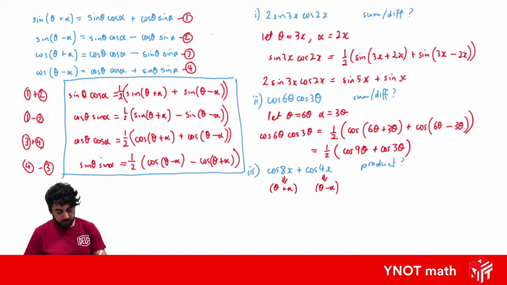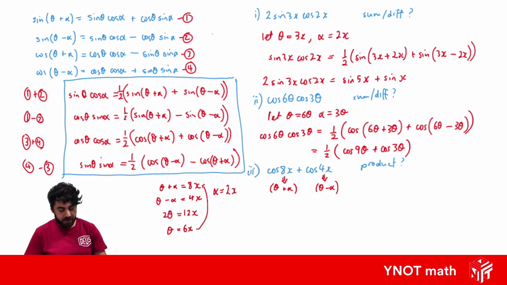So if we just do a bit of work here, if we know that theta plus alpha equals 8x and theta minus alpha equals 4x, we can just solve these equations simultaneously to get our theta and alpha. So let's add them together and we'll get 2 theta equals 12x. So theta must equal 6x. And subbing that into any one of the equations, let's say subbing it into the first one here and solving for alpha, you can just minus 6x from both sides and we'll get alpha equals 2x. So now we know what our theta and our alpha should be. So let's go ahead and sub everything into the formula.